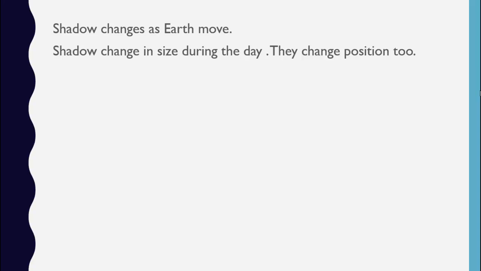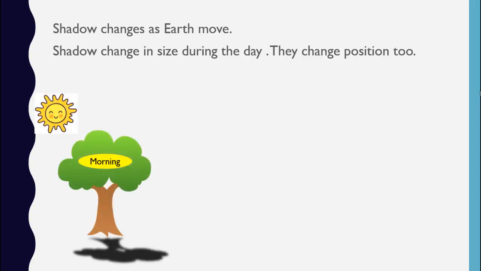Let's see together how. Look at these three pictures. What do you see? This is a tree's shadow in the morning. How can I know? Because the sun is on the left side of the tree, and the shadow is on the right side of the tree. So in the morning, the sun will be on the left side, and the shadow will be on the right side.